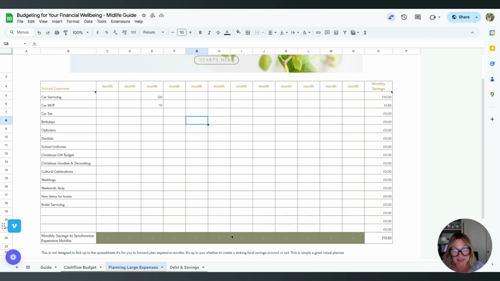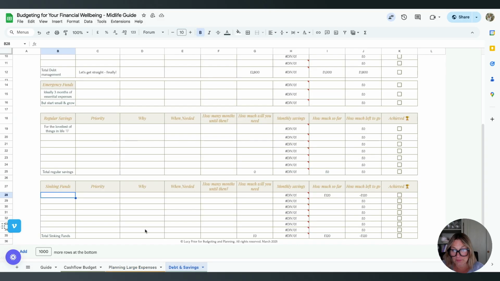But anyway, back to your debt and savings tab. Your sinking funds, again, you might not want all those rows, so reduce it down to 1 or 2 rows if you wish. And again, it just keeps it compartmentalised for you, so you can really make sure things are working together because it's your dashboard, essentially. So there we are. That is your tutorial for your midlife guide to budgeting for your financial well-being. I'm hoping it will put you in the driving seat so you will feel better about it all.